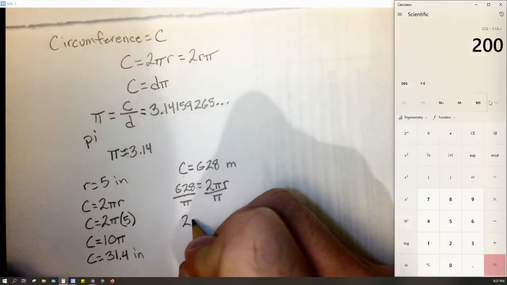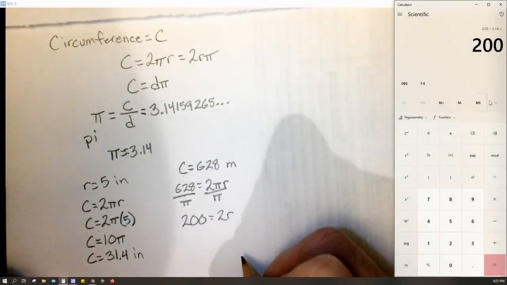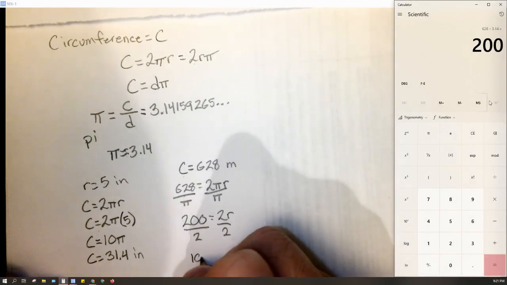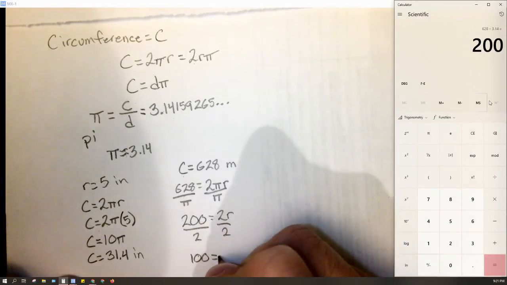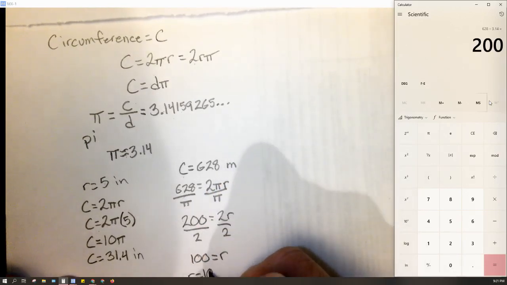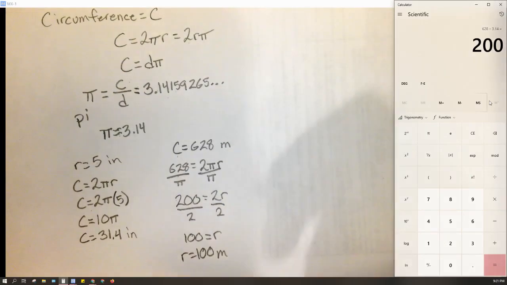So 200 is equal to 2 times the radius. And now if I divide both sides by 2, 200 divided by 2 is 100. So that equals the radius. And because this was in meters, I would say the radius equals 100 meters. So there you go. So that's how you do those problems with circumference.